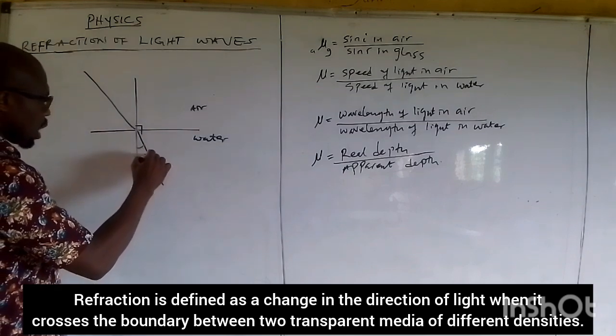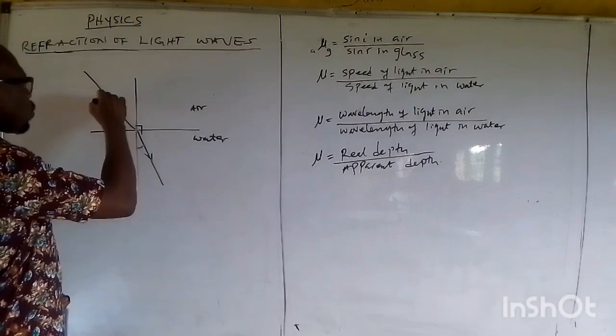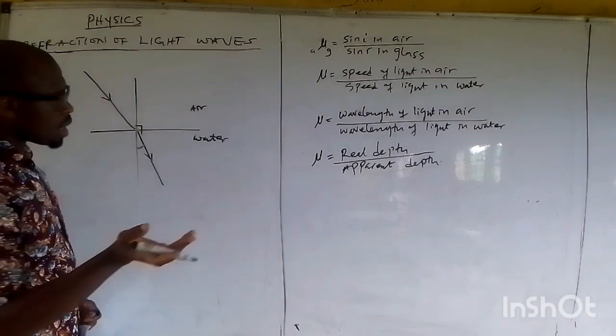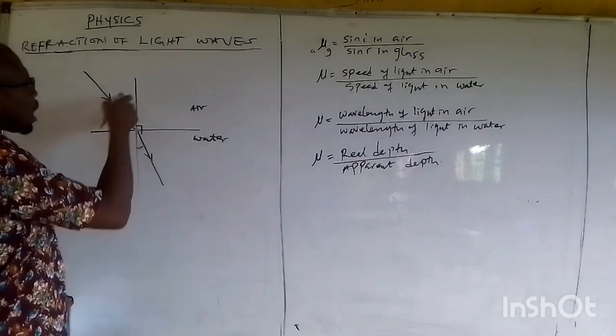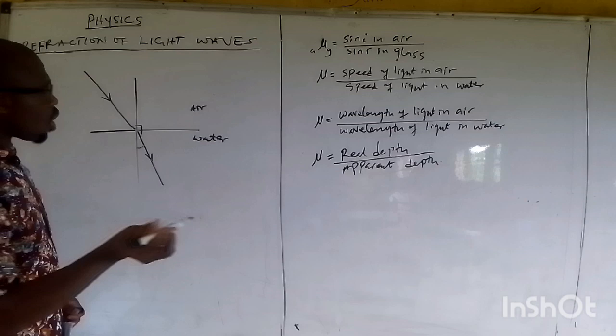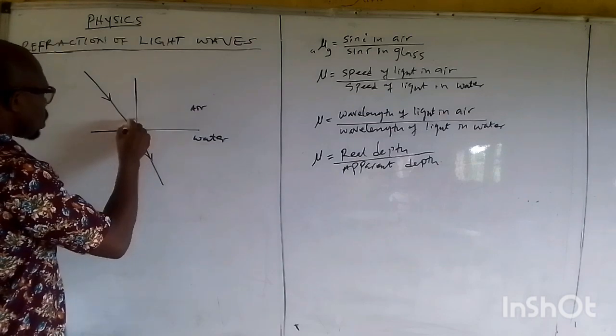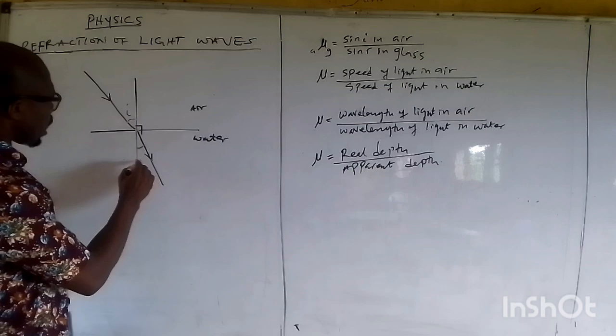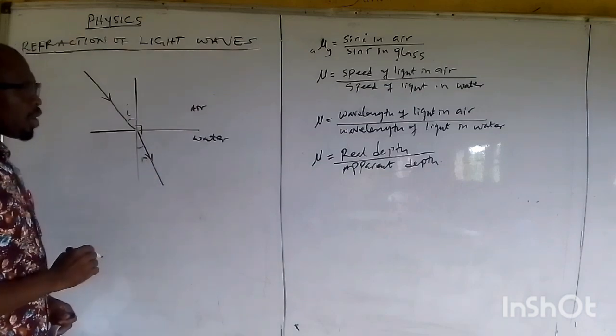Of course, this is the refracted ray, while this one, incident on the glass, is the incident ray. Now, between this normal and this ray, an angle is formed there. That angle is known as the angle of incidence, while here is the angle of refraction.